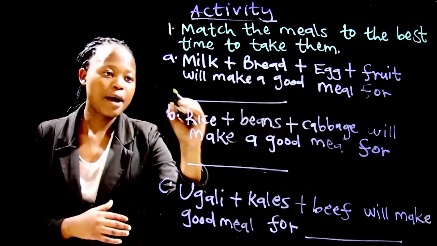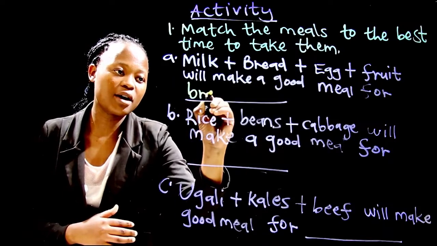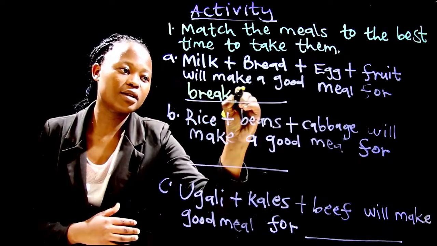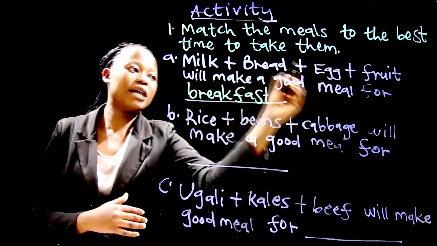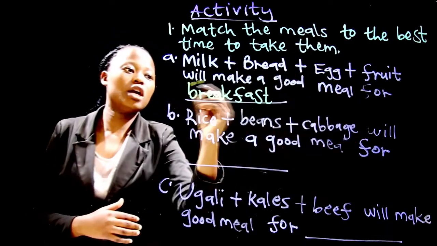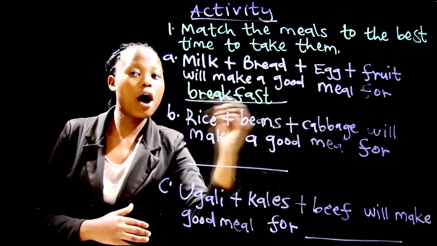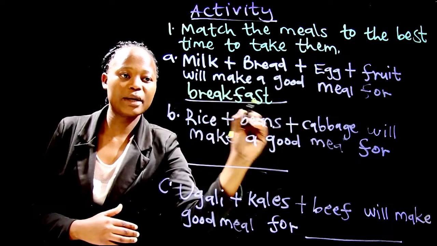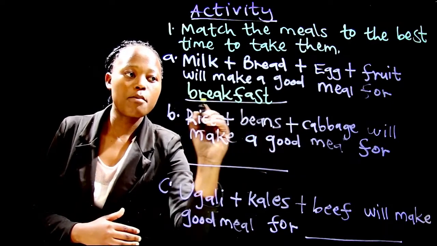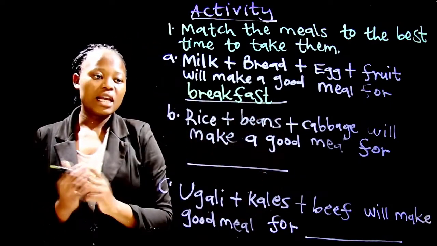So you write here breakfast. Milk plus bread plus egg plus fruit will make a good meal for breakfast. Make sure you write the correct spelling. So this is the correct spelling of breakfast. Letter B.